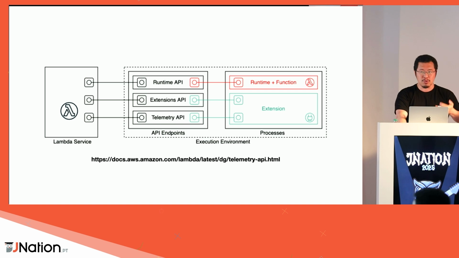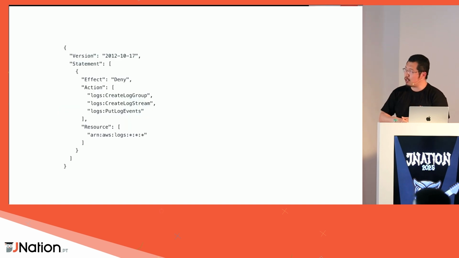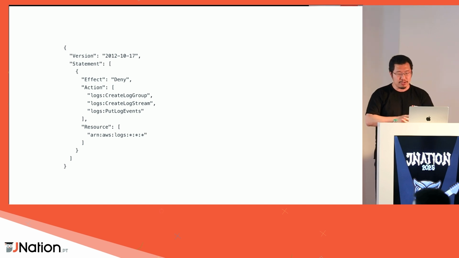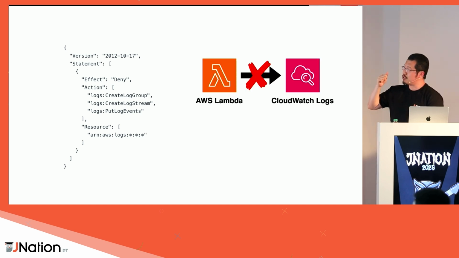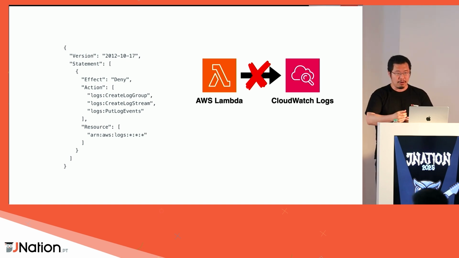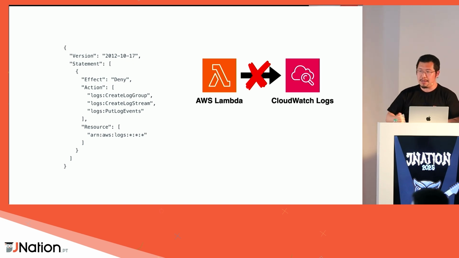So what you want to do instead, on top of that, is add this tiny block of permission to your Lambda function's IAM permissions so that it blocks the Lambda function's permission to send any data to CloudWatch logs. That way, you're only sending those logs to the third-party vendor through your own Lambda extension, rather than paying for CloudWatch to ingest the data as well, and therefore you avoid double paying for the ingestion of the same logs.